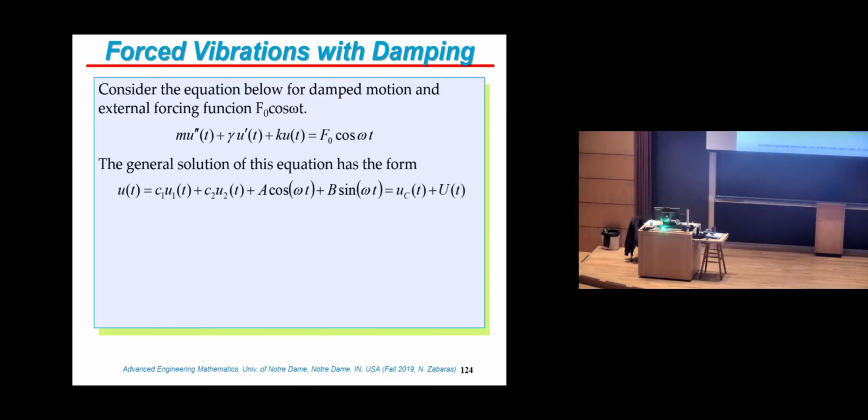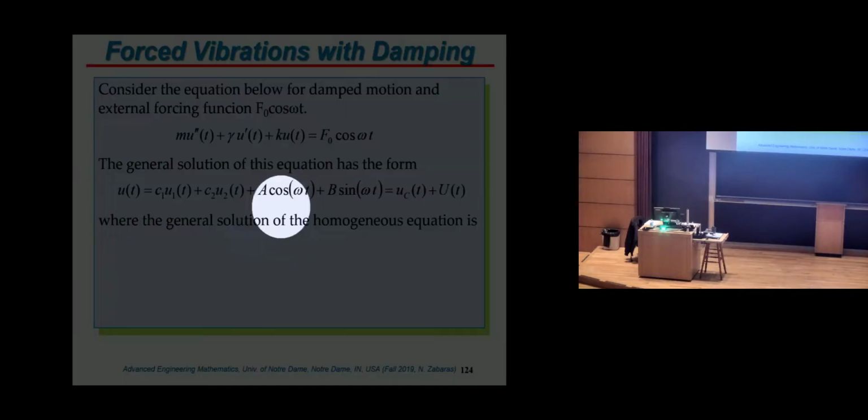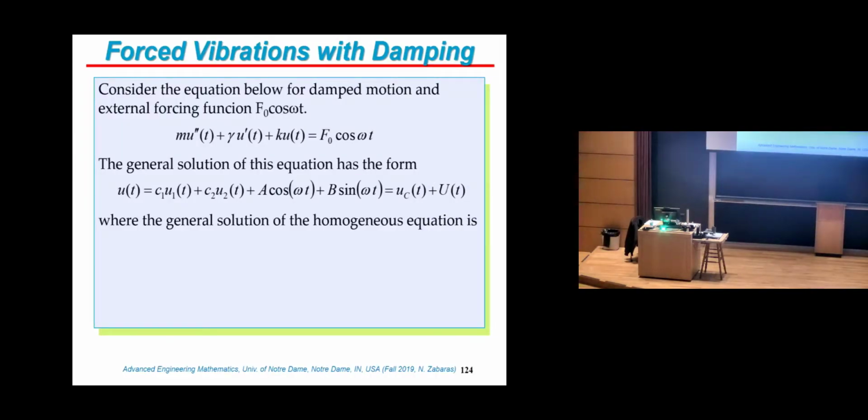All right, so let me just write down the general solution. The general solution will be the solution of the homogeneous system. You already know how to get those. We already discussed them in the last 10 minutes. And then you're going to get a particular solution corresponding to this external force. And we already have seen in the previous lecture that the particular solution is a combination of a cosine and a sine of omega t. So that's the homogeneous, and that's the particular solution.